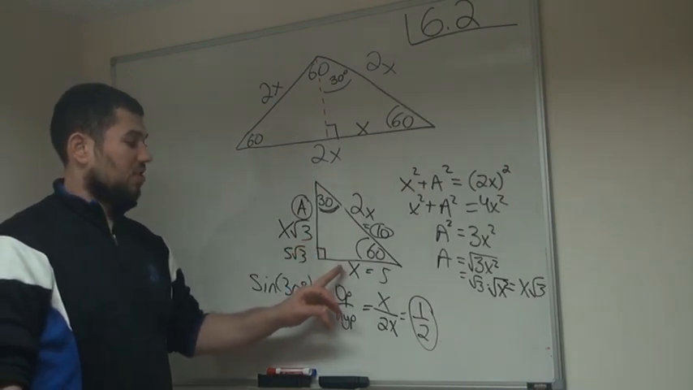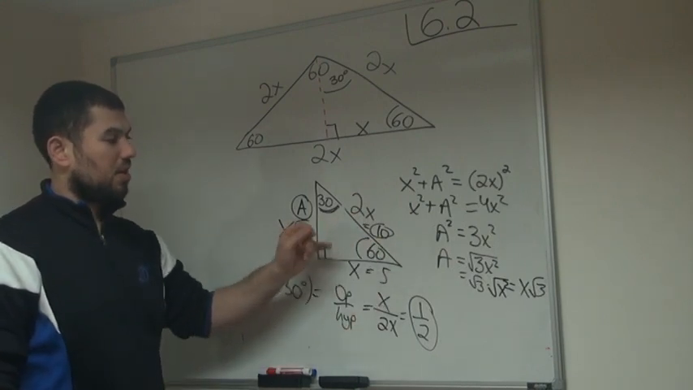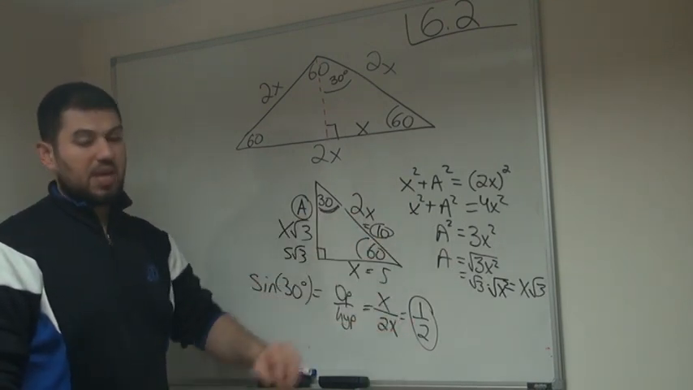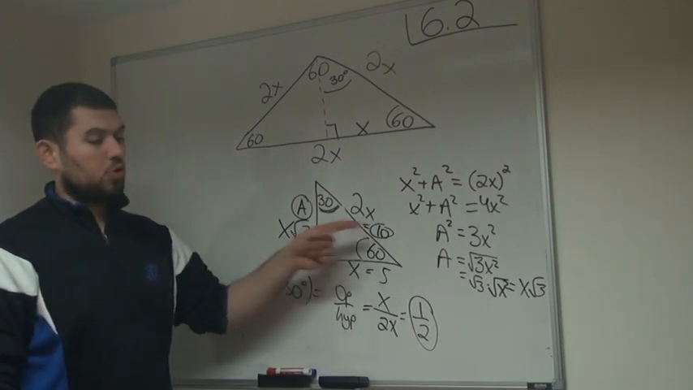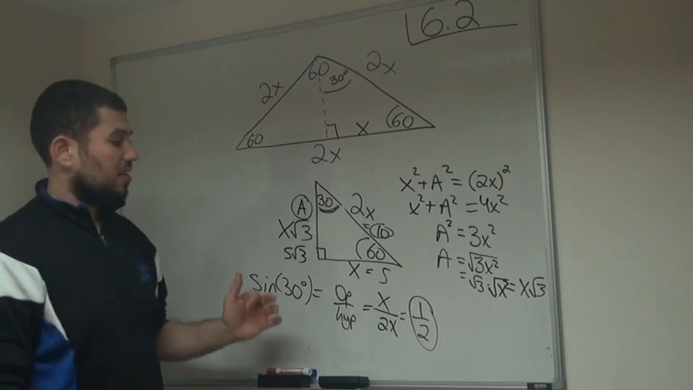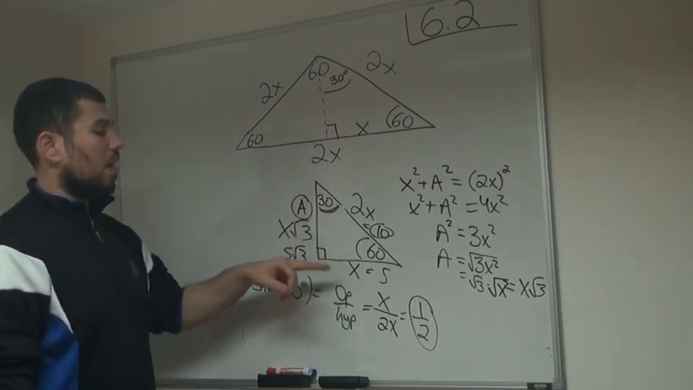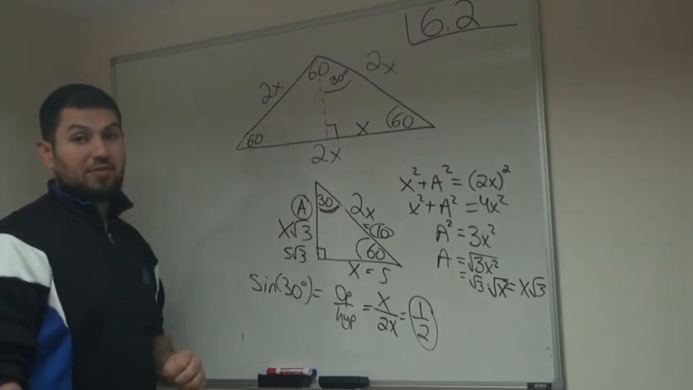The ratio of sides are x, x root 3, and 2x. Notice I had a 5 here and a 10 here. So if it was a 5 over 10, it would be a half. If it was 10 over 20, it would be a half. The ratio of sides in a 30, 60, 90 triangle dictate x, x root 3, and 2x. So opposite over hypotenuse is a half.